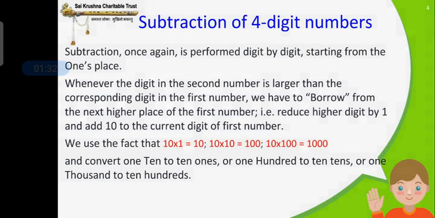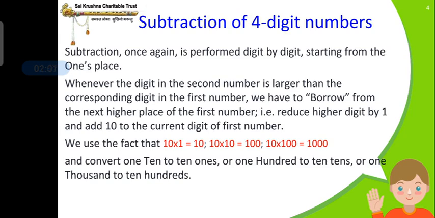Now, subtraction of 4-digit numbers. Subtraction is once again performed digit by digit starting from the ones place. Just like the addition that we studied in the previous class, you have to start the subtraction also from the ones place. Whenever the digit in the second number is larger than the corresponding digit in the first number, we have to borrow from the next higher place of the first number.